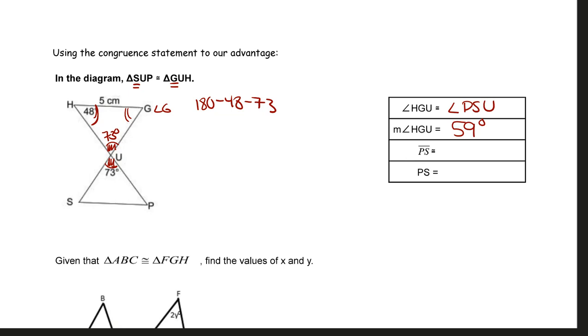Okay, now let's look at the bottom two. Now it's asking me for sides. So PS, what is PS congruent to? Well, based on my statement up here, PS, the first and last letters, must be congruent to HG. And then if I'm asking you for PS with no bar and an equal sign, that means I want the number. Well, if HG is 5 centimeters, that means PS is also 5 centimeters.